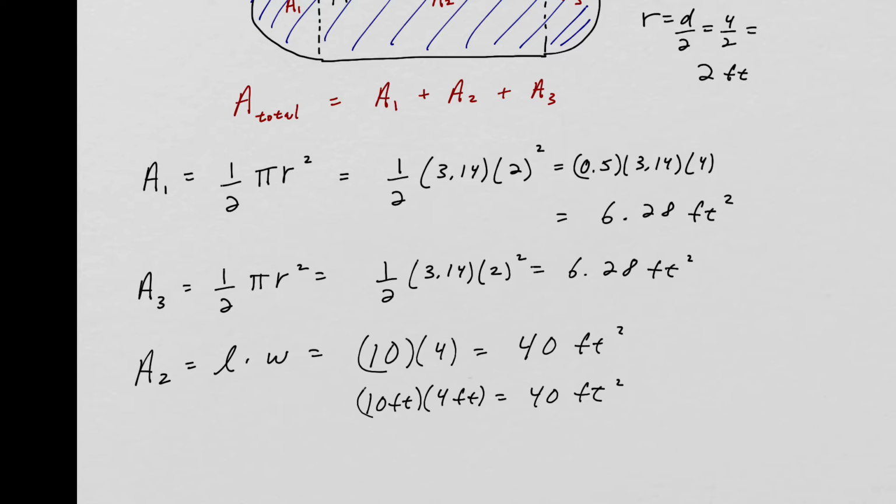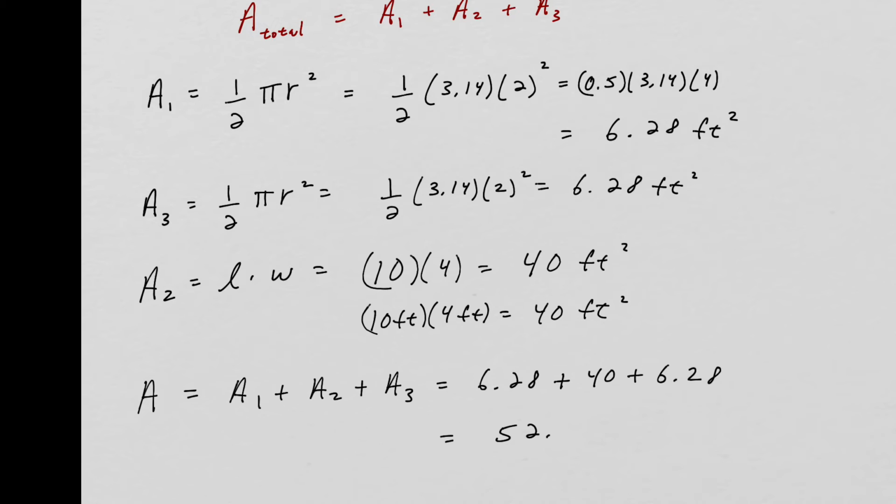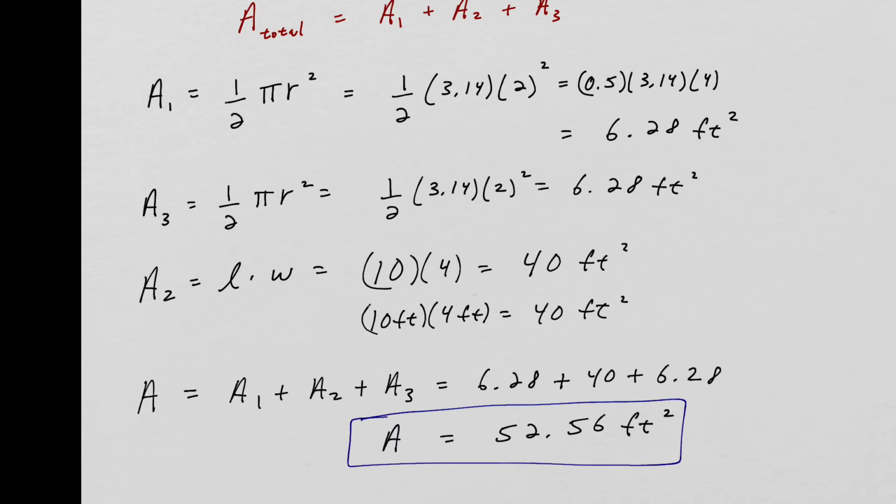Okay, so I'm almost done. Now, how do I find the area of the entire shaded region? I simply add these together. So the area of the entire shaded region, A total, is going to be A1 plus A2 plus A3. So that'll be 6.28 feet squared, I'll just write that at the end, plus 40 plus 6.28. And that equals 52.56 feet squared. Okay, so that would be the answer. That's the area of that shaded region: 52.56 feet squared.